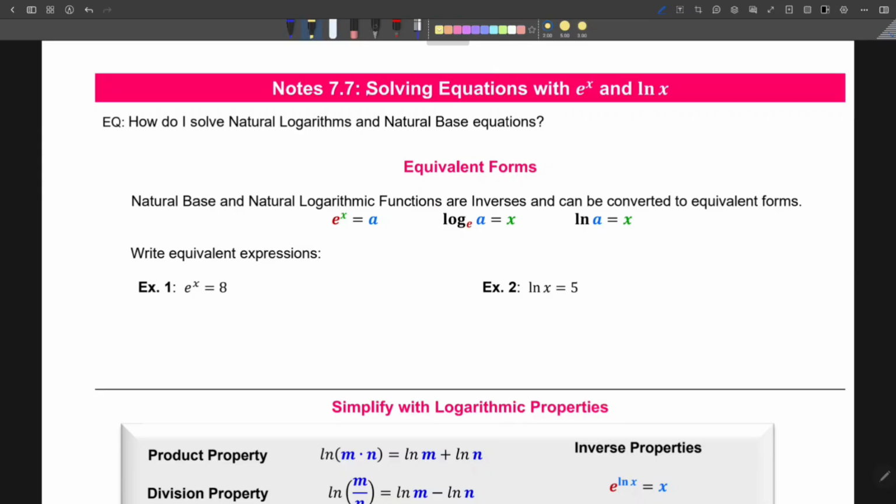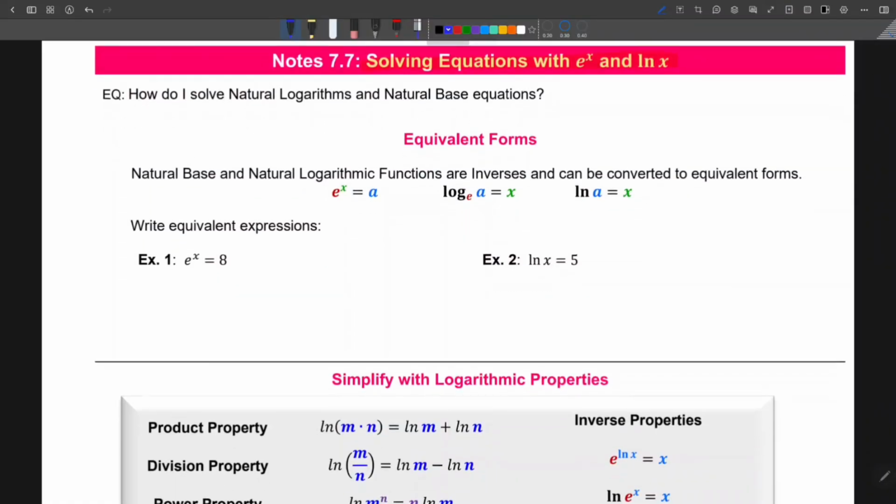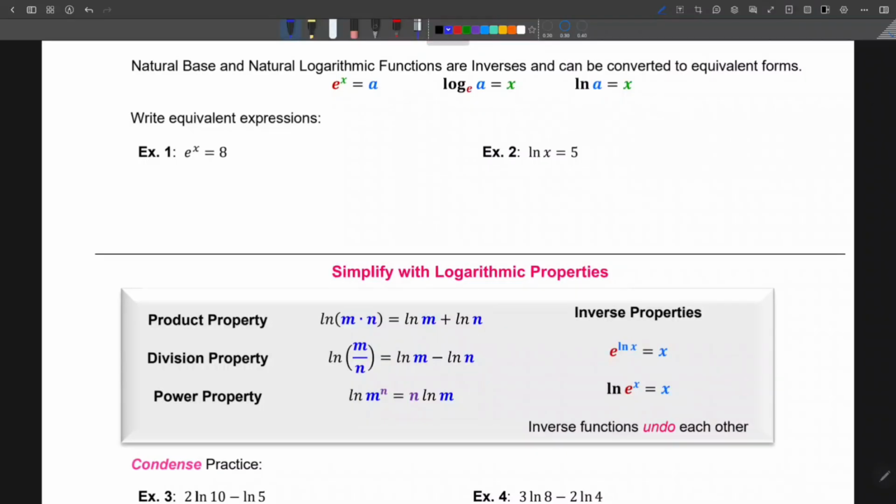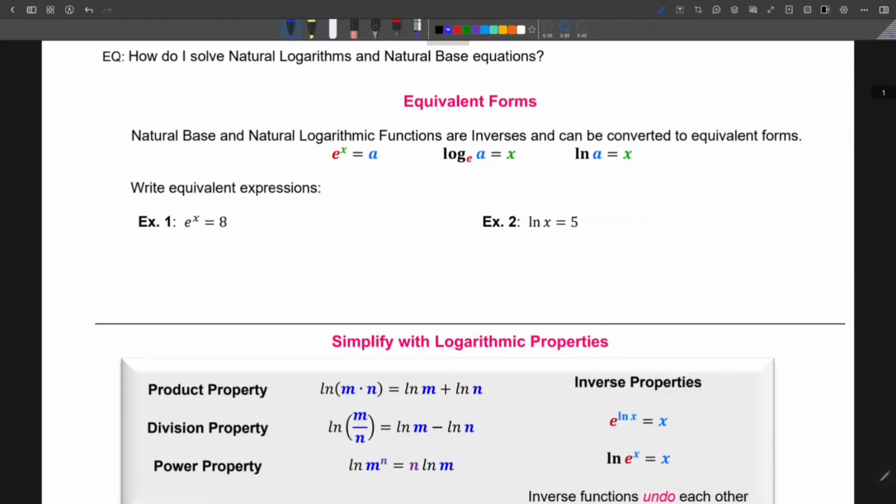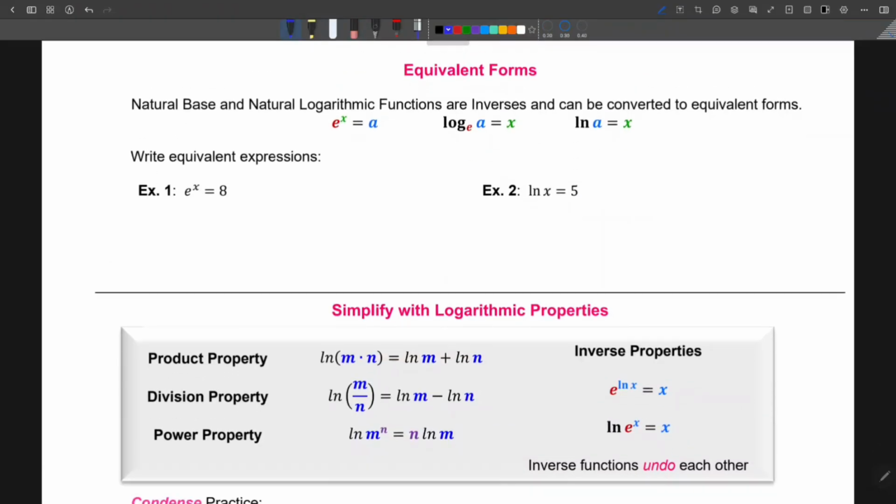So, solving equations with e to the x and the natural log of x. That's all we're going to work on today, and this follows right along with using all of the properties of logarithms to solve equations. So we're going to practice some properties. And remember, all these properties come from exponent properties.